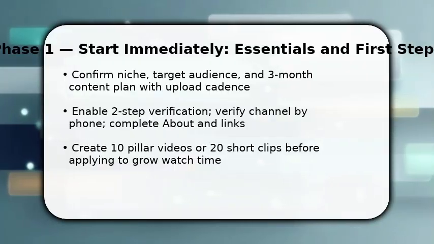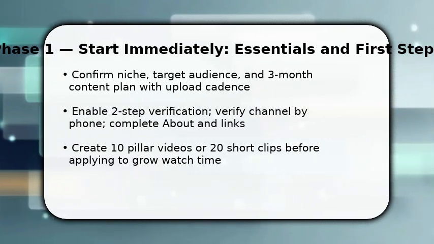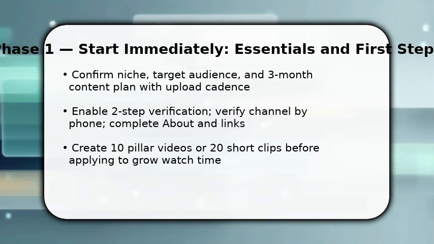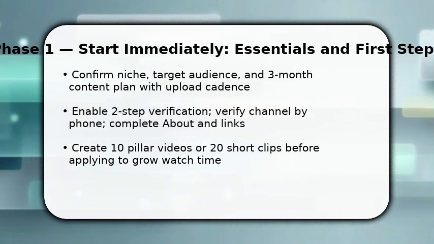You begin by locking down the essentials. Pick a clear niche and plan 3 months of content so you publish consistently. Once done, secure your account. Enable 2-step verification and verify the channel by phone to unlock features. Make sure your about, links, and channel art communicate value immediately.